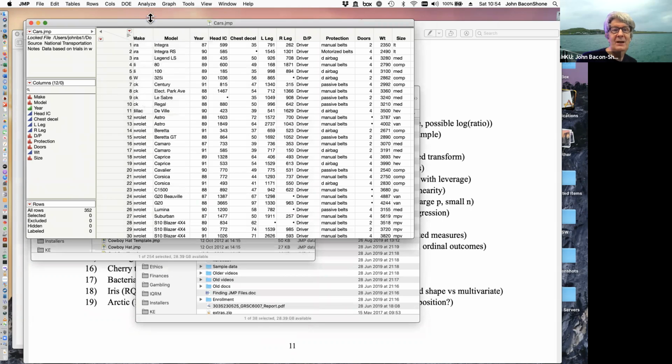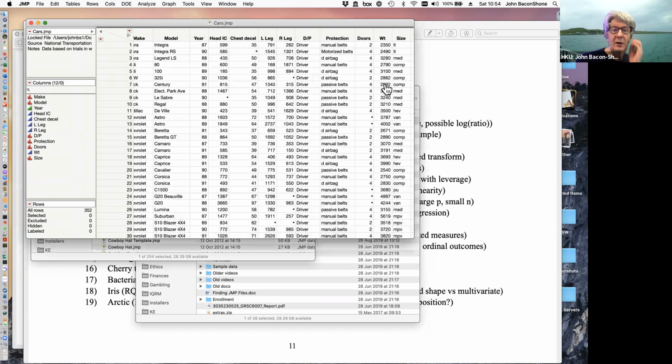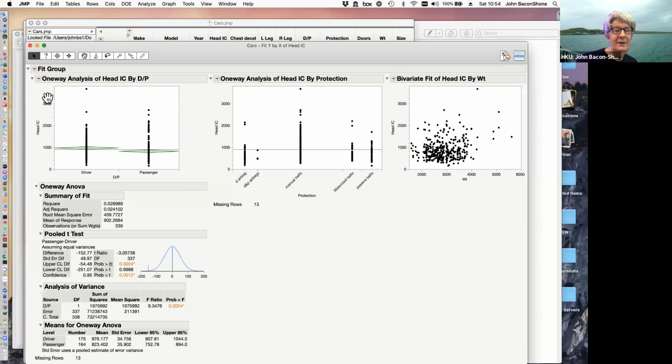So let's start by fitting y by x, just to try and see how the head damage depends on driver or passenger position, the protection, and the weight of the vehicle. So we're going to look at these individually. So first of all, we're going to just look at the quick analysis of variance, or t-test. This says, indeed, there is a difference that overall drivers have more damage done to them than passengers. As I said, that's not surprising because you've got the steering wheel as an extra thing to do damage.